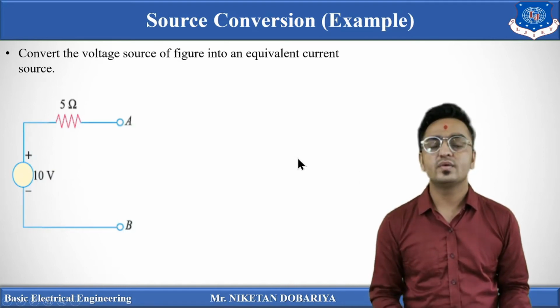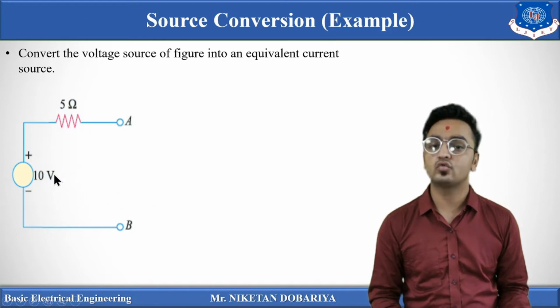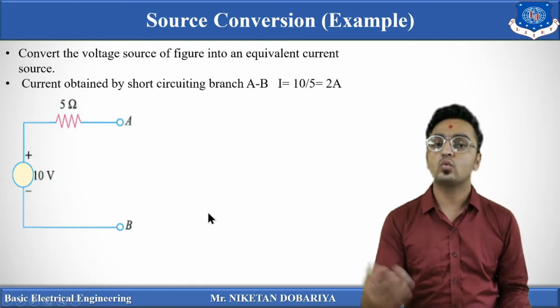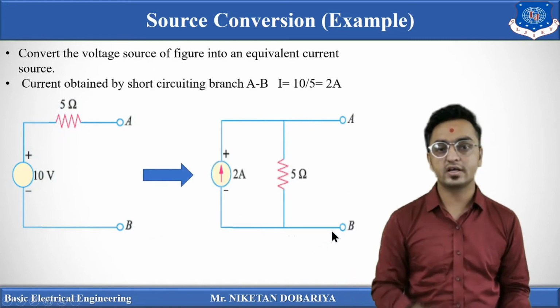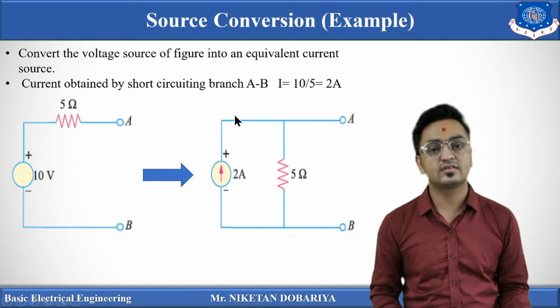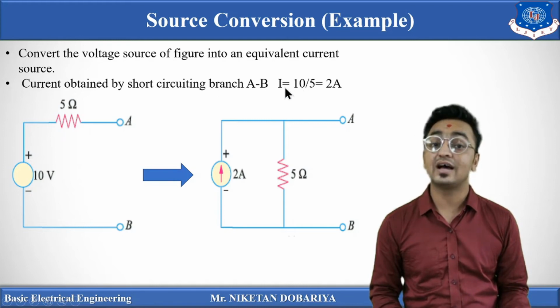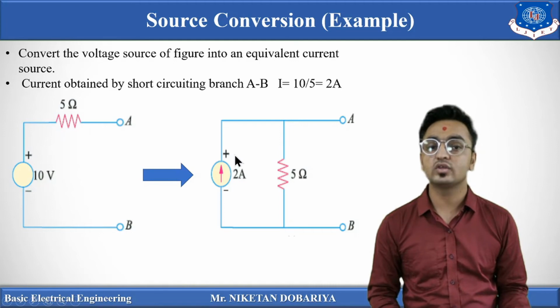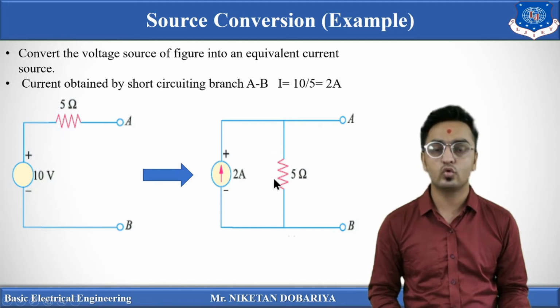Now, before that, let's consider one example where we have a 10 volt source and a 5 ohm resistor in series connection, and we want to convert this voltage source into a current source. As mentioned in our previous slide, the value of this current can be derived by the equation I equals V by R. So V by R is 10 by 5, which gives 2 ampere.